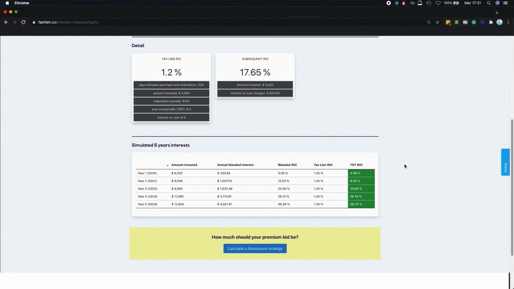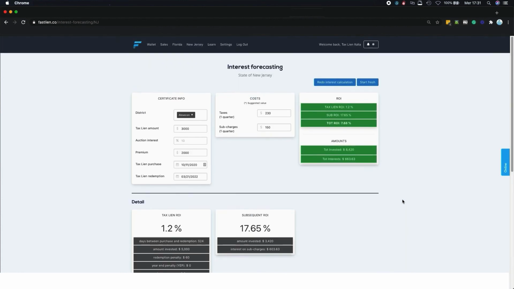If we look at the simulated 5-year interest table, you can see that in the first year the total ROI is 3.39%. That's pretty amazing, because only by paying the subsequent taxes, our tax lien is still gaining a 3.39% interest rate. In the second year, 8.19%. In the third year, 13.60%. In the fourth year, 19.74%. And in the fifth year, 26.37%. So you can really simulate and see how the subsequent taxes boost your interest rate on your tax lien, even if you got it at a 0% interest rate. Pretty amazing, an awesome tool for anybody who is investing in New Jersey state.